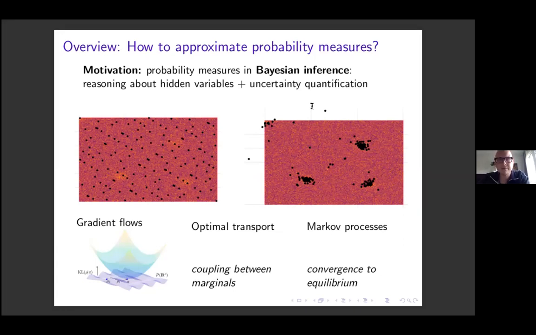And this problem of approximating probability measures is ubiquitous, let's say, in machine learning and statistics, because in the paradigm of Bayesian inference, really probability measures are used for everything. So all the inferences and the reasoning is based on probability measures that describe beliefs about hidden variables. So for instance, the mean of the probability measure could be an estimate, and then the spread of the probability measure could serve for uncertainty quantification, right?